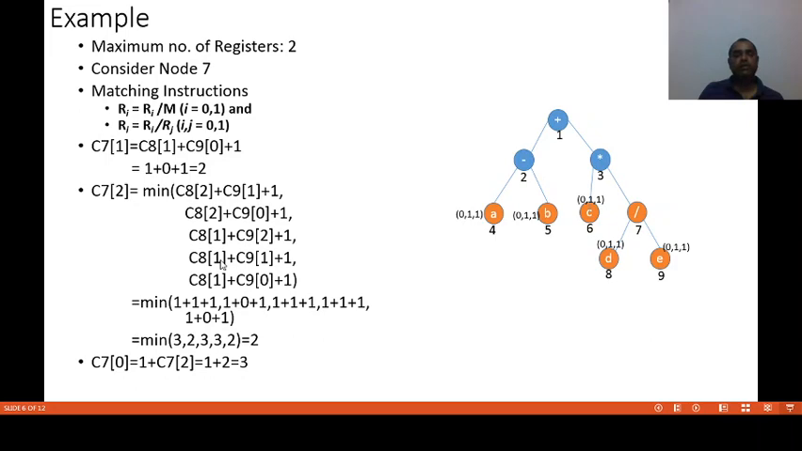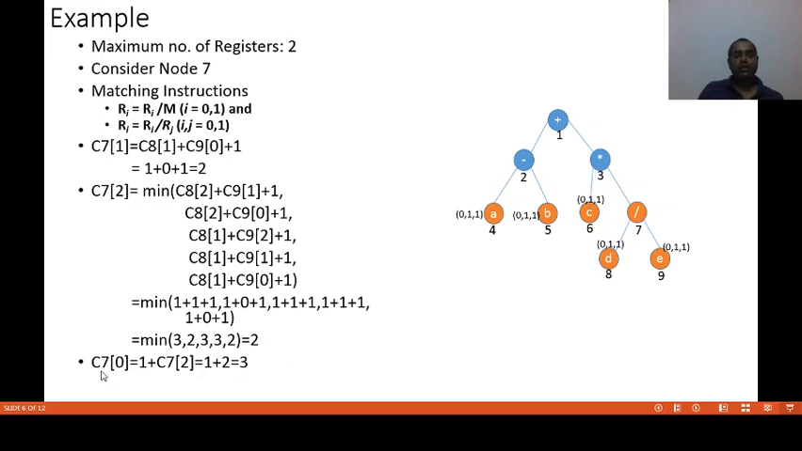C81, that is 1. C91, that is 1 plus 1, 1 plus 1 plus 1. C81, that is 1. C90, that is 0. You can see here C90 is 0 plus 1. So the minimum of this is 3, 2, 3, 3, 2. That will be 2.